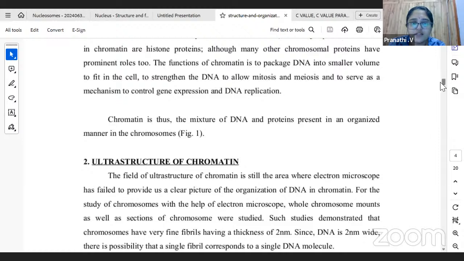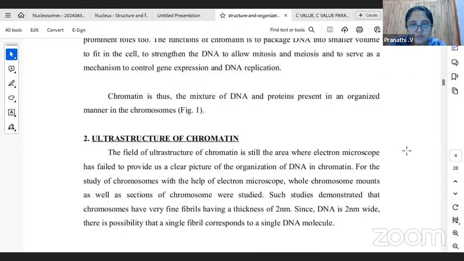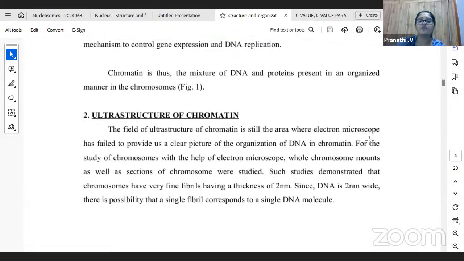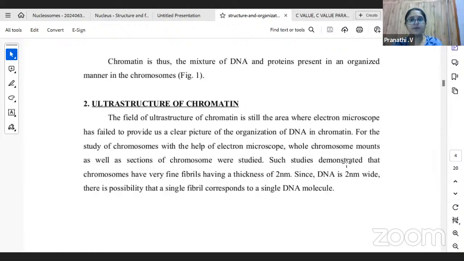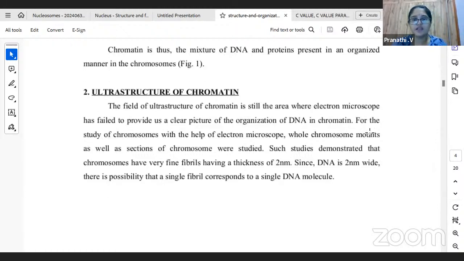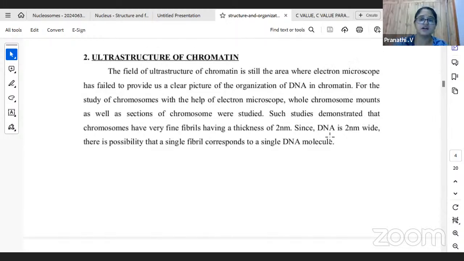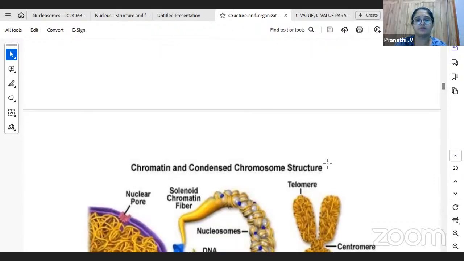So what is the ultrastructure of chromatin? If you see through the electron microscope, we still have not got a good or clear picture of the organization of DNA in the chromatin. So we have a few hypotheses that have come up to explain how the packaging of DNA in the chromatin has taken place. Studies have shown that it's a single fibril around 2 nanometers wide, consisting of a single DNA molecule.